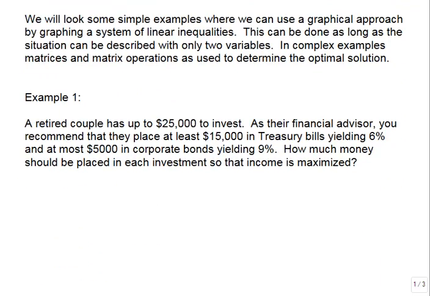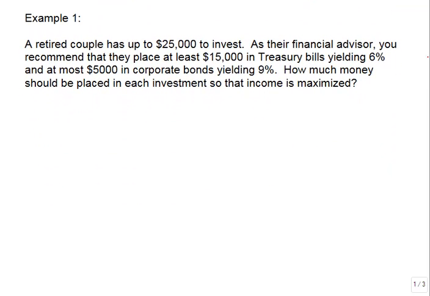So our first example has a retired couple who has up to $25,000 to invest. As their financial advisor, you recommend that they place at least $15,000 in treasury bills yielding 6% and at most $5,000 in corporate bonds yielding 9%. How much money should be placed in each investment so that income is maximized?